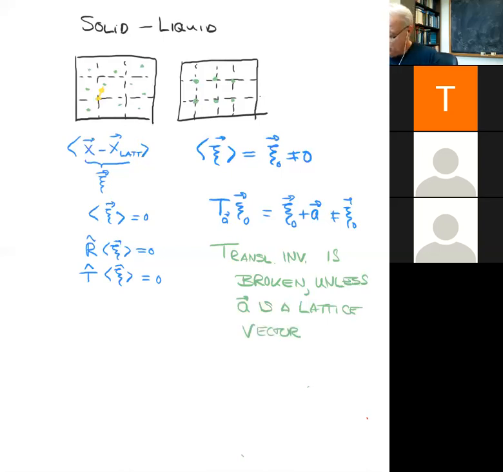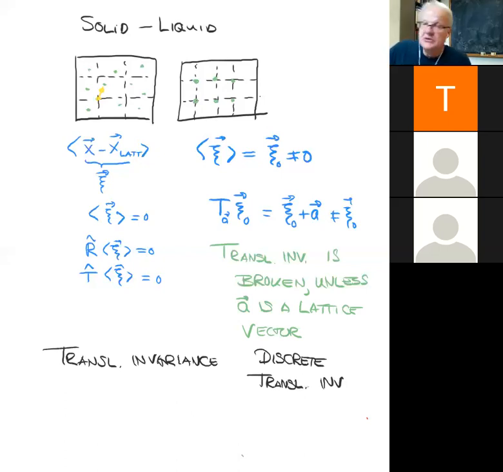So one way to say this is that previously the system had a continuous translational invariance, so we could translate by any vector, and that was a symmetry. Here this is only a discrete translational invariance. So the continuous one is broken, but a discrete version survives, and that's sometimes called a crystalline symmetry that survives here.